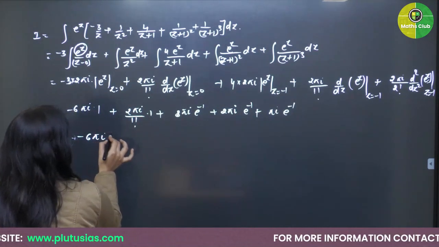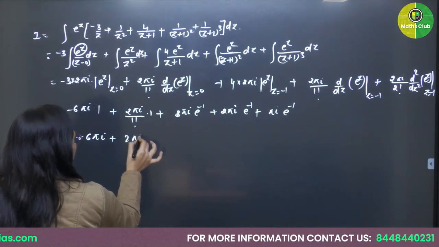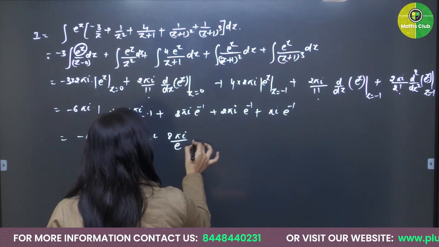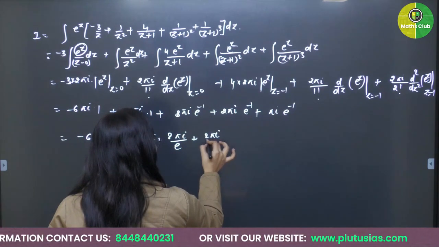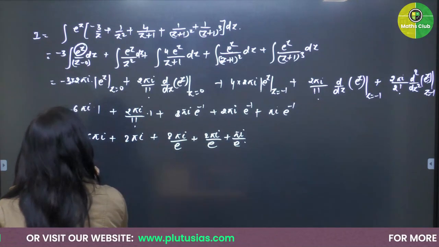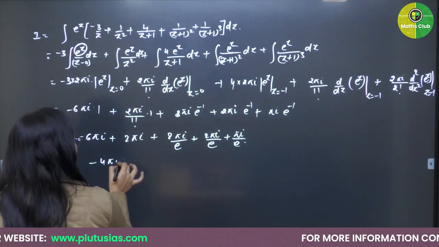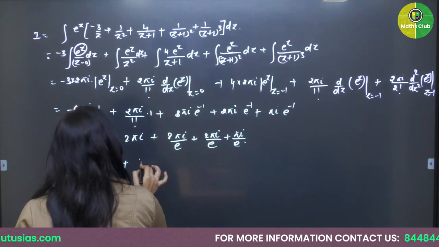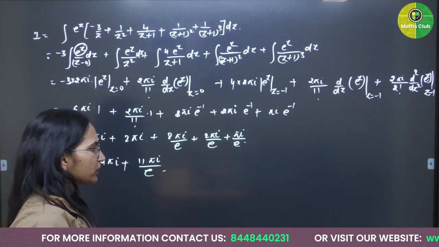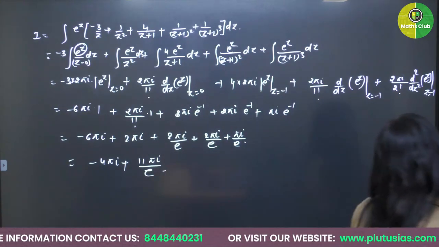minus 6 pi iota plus 2 pi iota, 8 pi iota by e, and this will be minus 4 pi iota plus 8 pi iota by e. So that is it. This is how we need to do Cauchy integral formula.